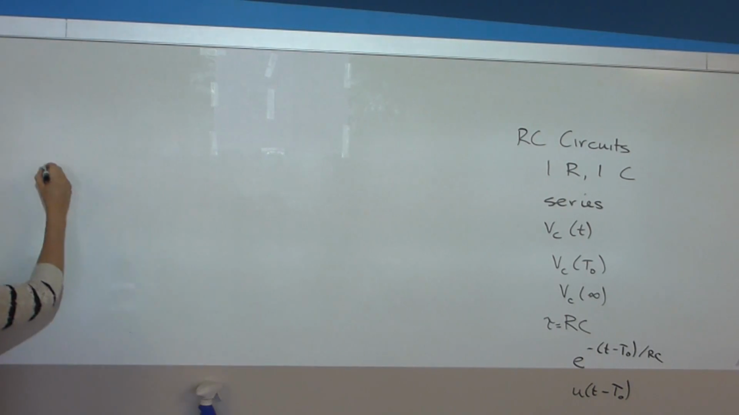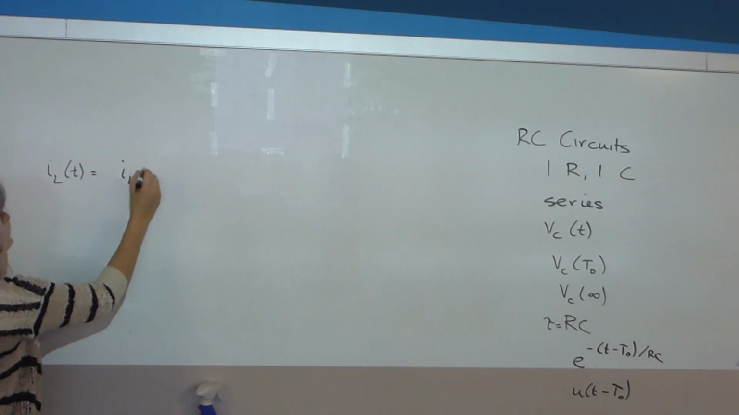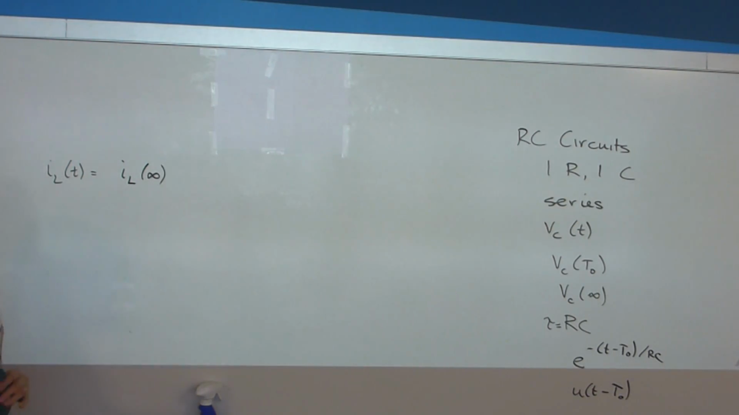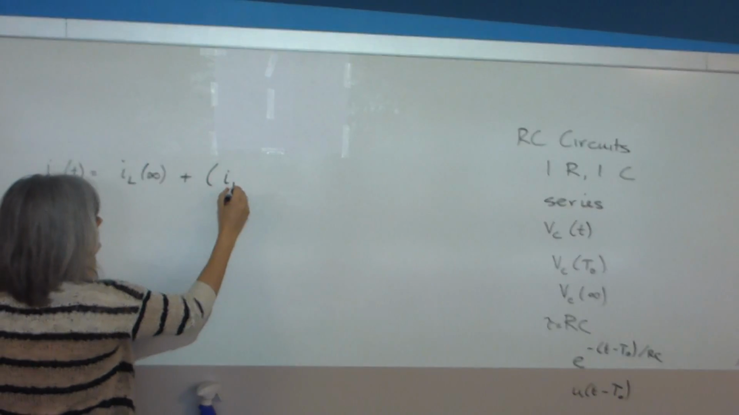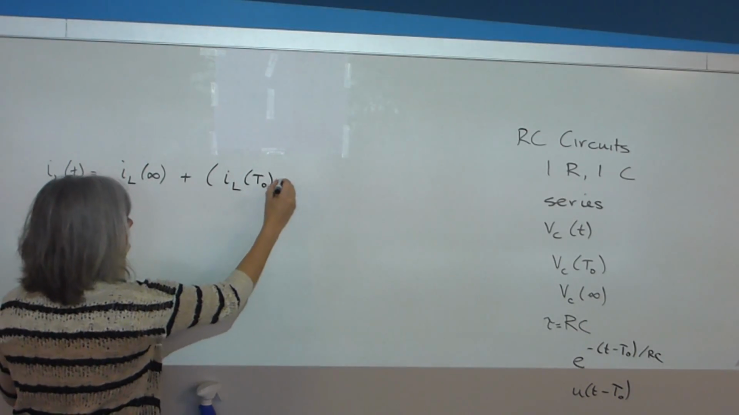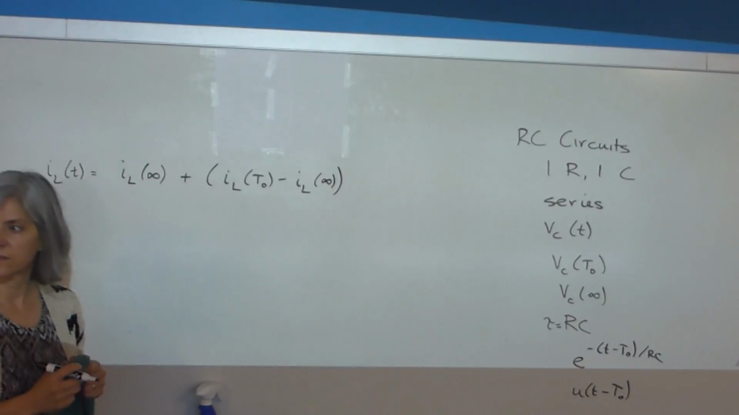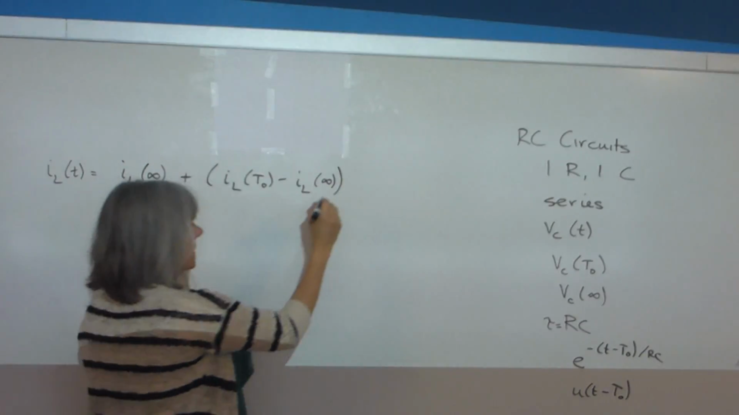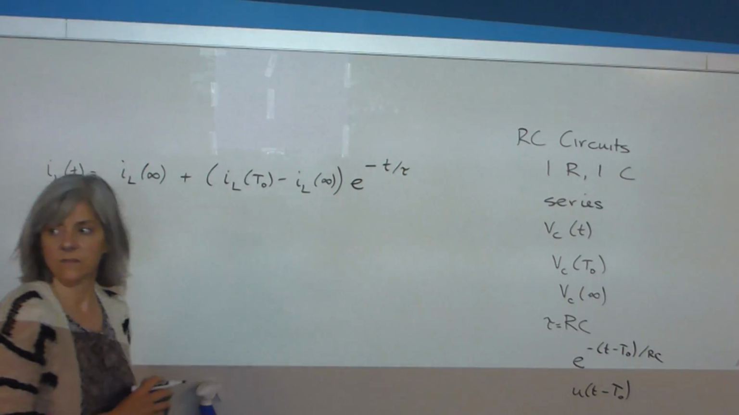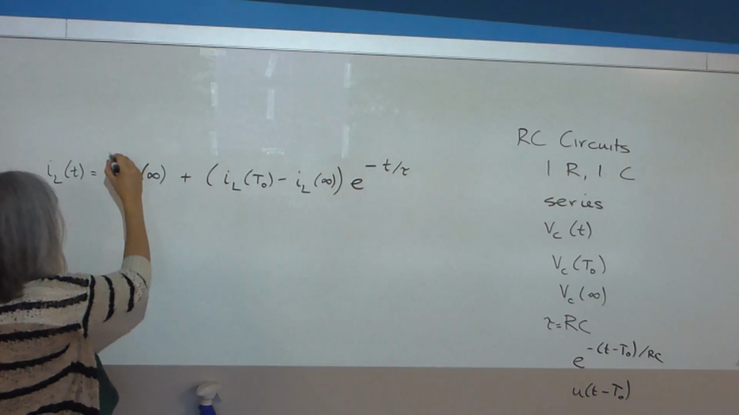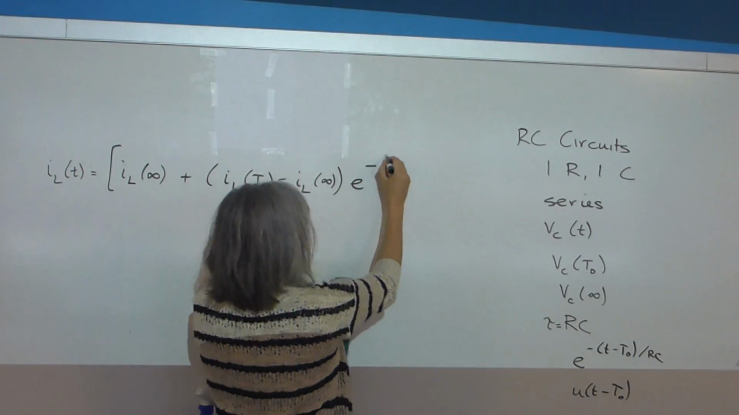So again, we're finding I sub L of t. So it's going to be final value, plus how far I have to go, times how fast it is to get there. And then all of that, let's be more general.